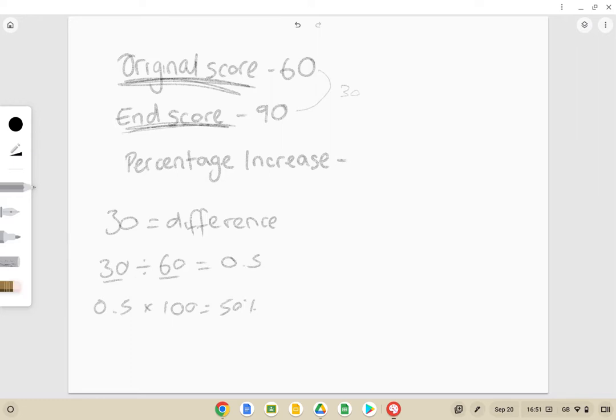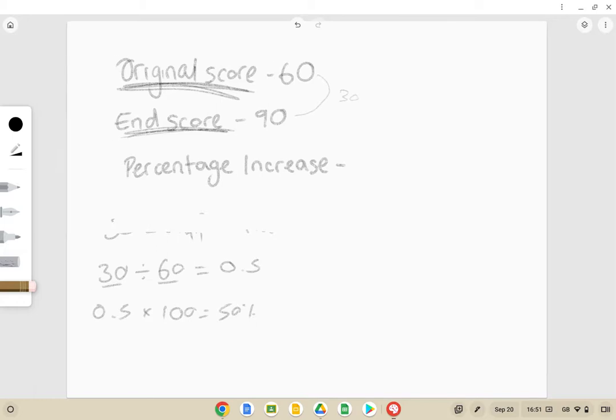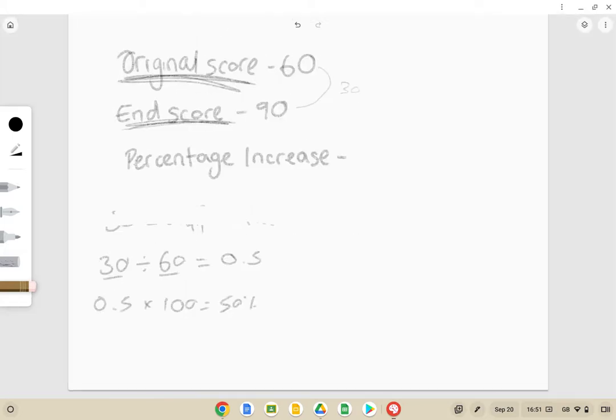If I were to just quickly rub all of this out, whoops. I'll tell you what, can I get rid of that? No, I can't get rid of that.